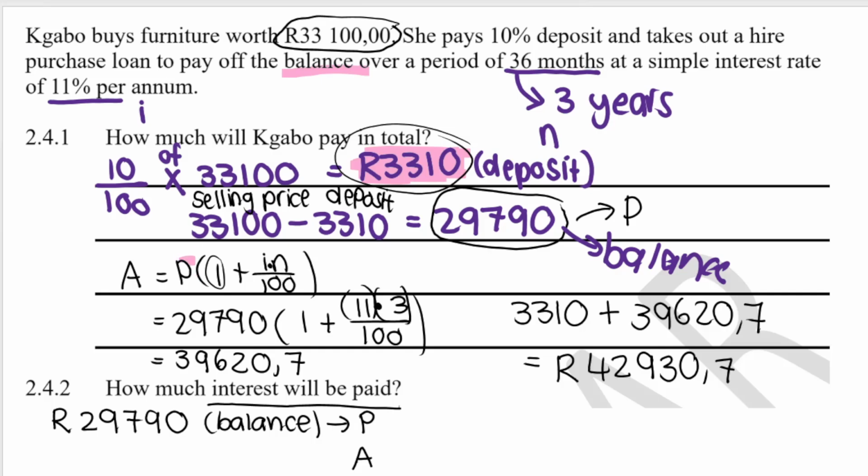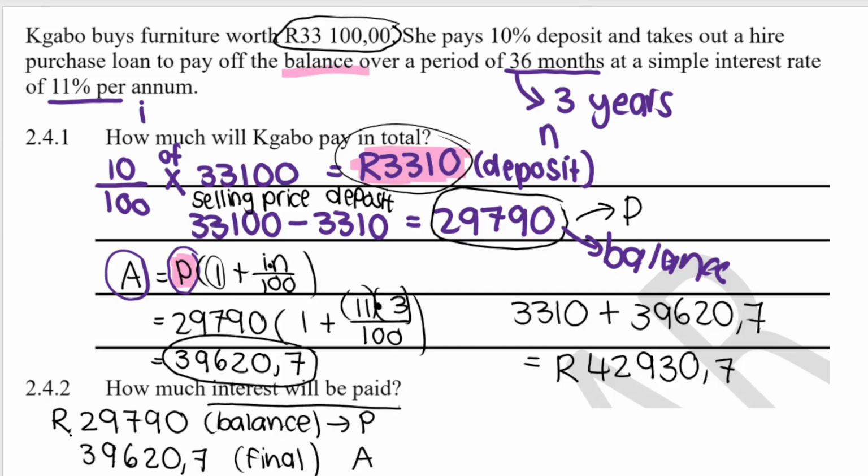As a recap, P is the starting amount. It's your balance. It's what you start with before you add the interest. And A is your final amount. It's what was accumulated after we added the interest. In this question, my final amount was 39,620.7. That's my final amount.